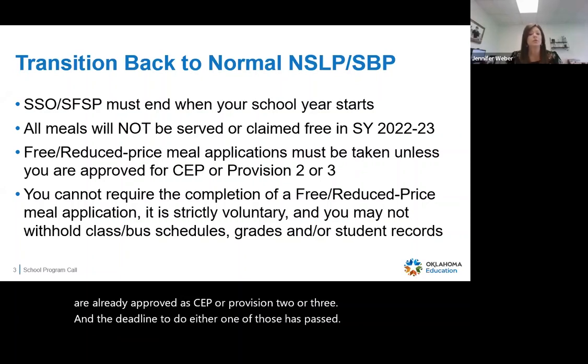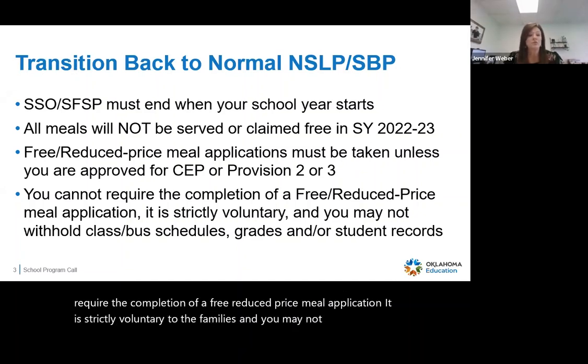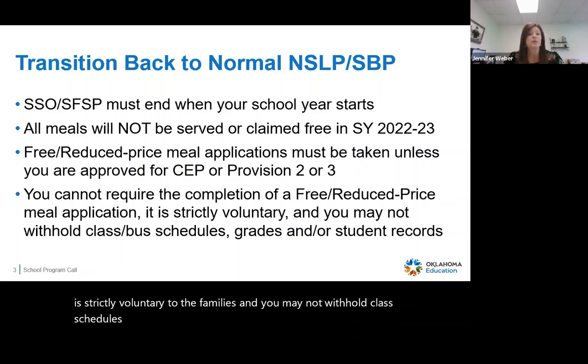So everyone will be counting and claiming meals at the point of service as free, reduced, or paid this year. You also cannot require the completion of a free and reduced price meal application. It is strictly voluntary to the families, and you may not withhold class schedules, bus schedules, grades, or student records if they don't fill one out.